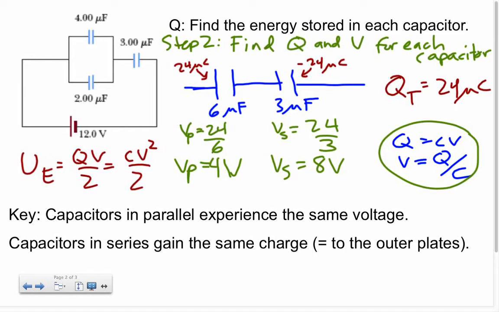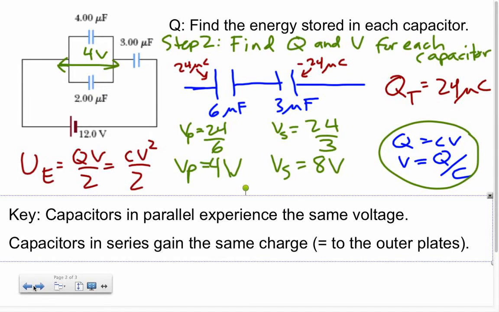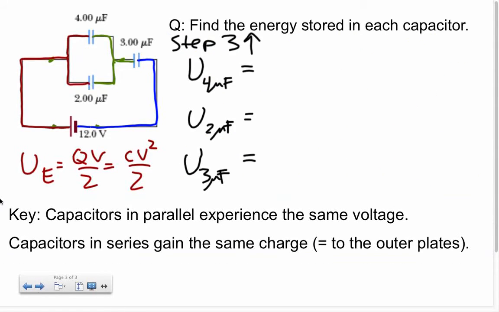Wasn't this 4 volts across the 6? That means each of these two in parallel has a 4 volt difference across each of those two, right? If we make a picture of the circuit, you might be able to see this a little bit better if we color code things. So this is the last step.